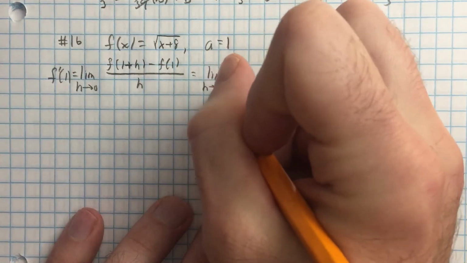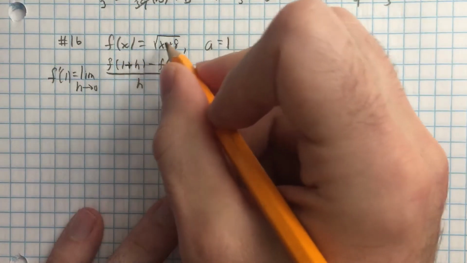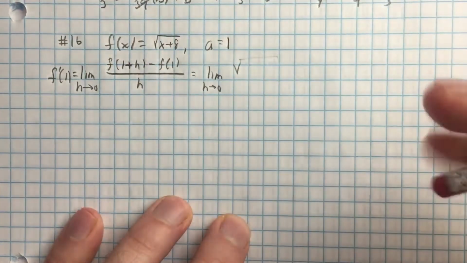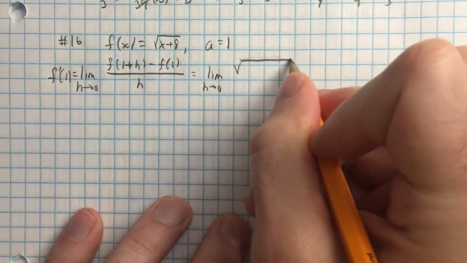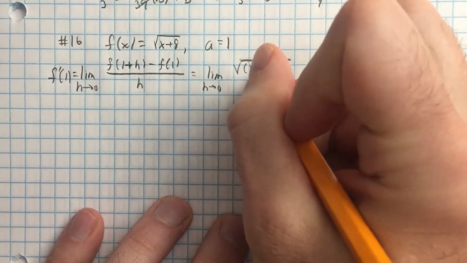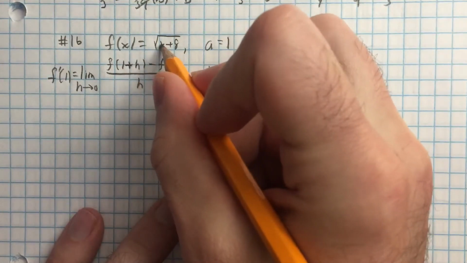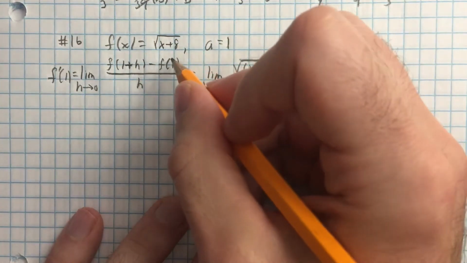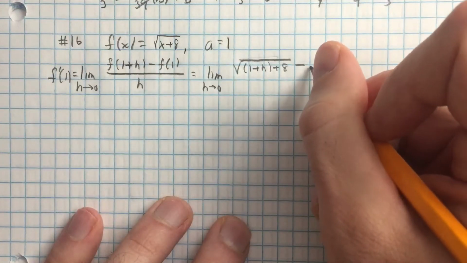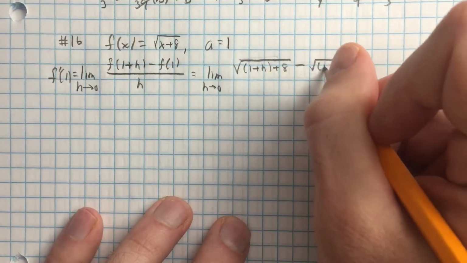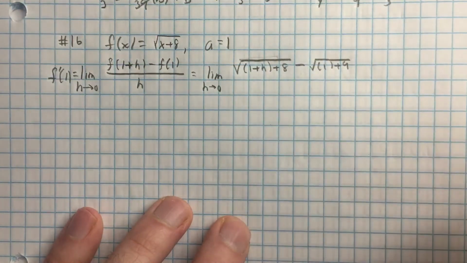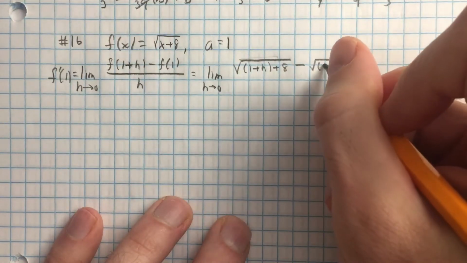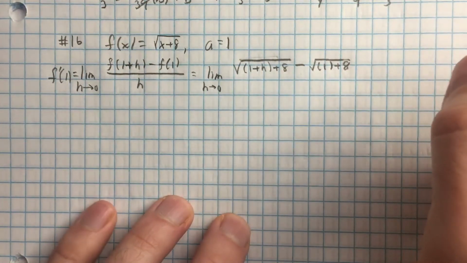Limit as h approaches 0 of f is the root of x plus 8, so we have the root of 1 plus h in place for x plus 8 minus f of 1, so we need to plug a 1 in right here for x, and we'll get the root of 1 plus 8, which is 9, and the root thereof will be a 3.